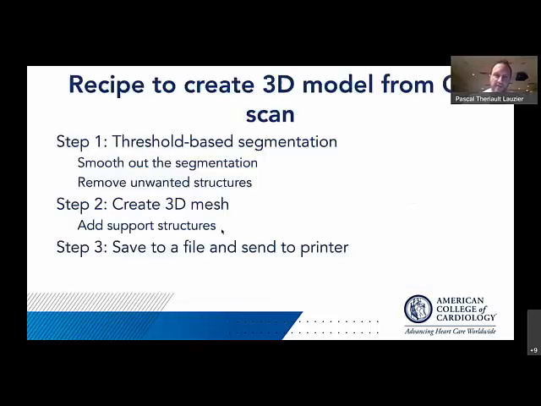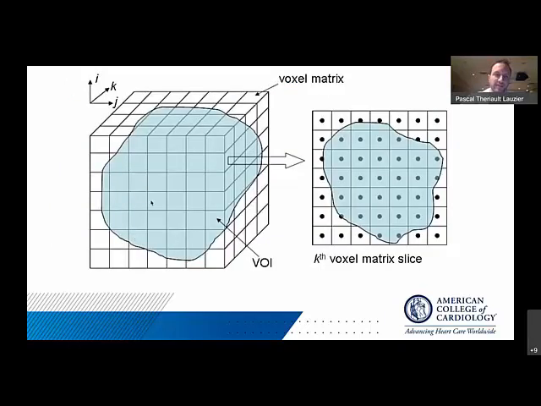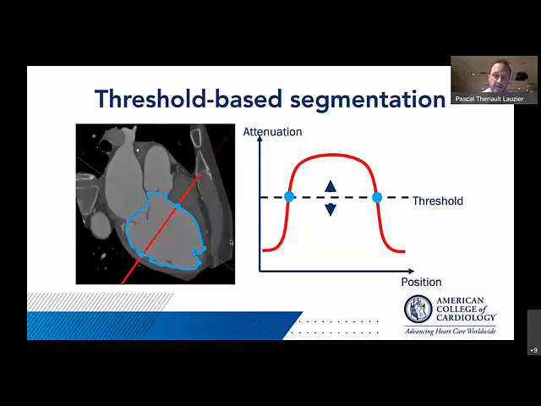So the first step in this process is to perform a threshold-based segmentation. So this allows us to extract the anatomy, smooth out the segmentation, then we create a 3D mesh of that anatomy, and then we send it to the printer. So I like to think of a CT scan as a matrix of voxels, and we can see they're in 3 dimensions. And within that matrix of voxels, we have a region of interest, a volume of interest that we want to extract. So one way to do this is using the Hounsfield units that are present in the patient.